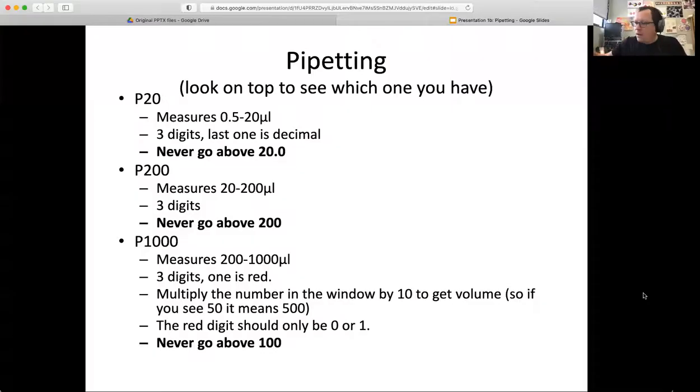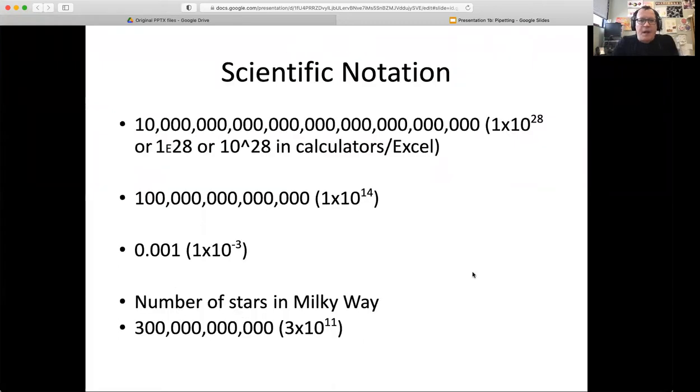So you really only want that red spot on the P1000 to be either 0 or 1. If you somehow manage to crank it above 1, this thing's going to get screwed up. So you want to be super careful with the pipettes. All right. Those are the pipettes, but so what the heck's a microliter?